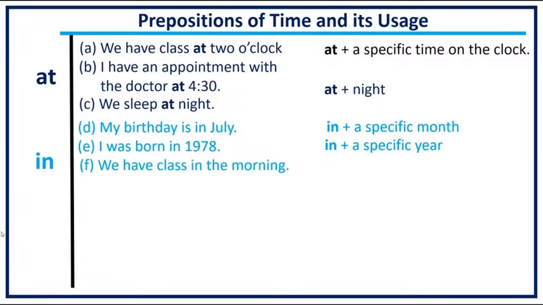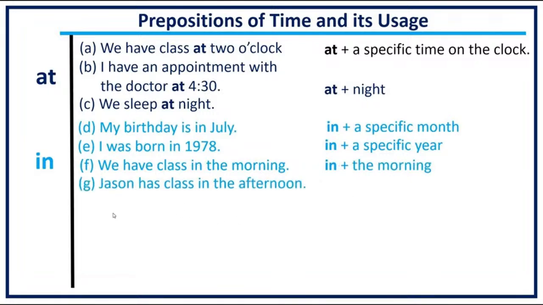Next, usage of the prepositions of time "in" is we have class in the morning. So as you can see, we have here in the morning, which is the time of the day. In the morning. So in plus the morning. Next, Jason has class in the afternoon. So in plus the afternoon, which is also the time of the day. And I study in the evening.